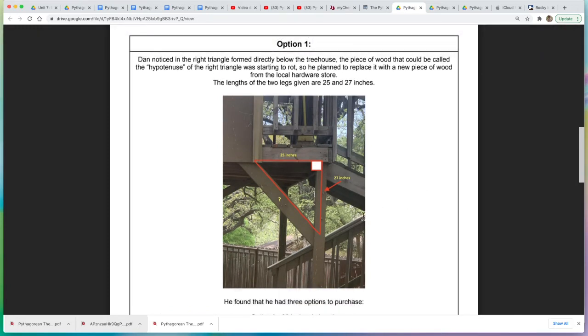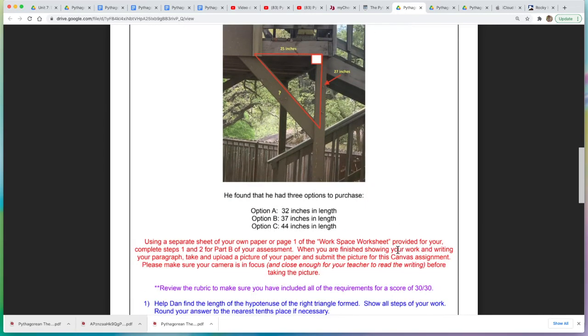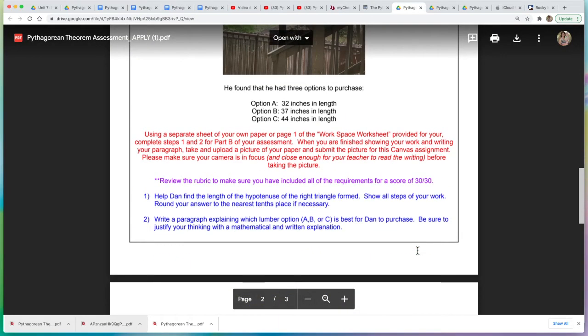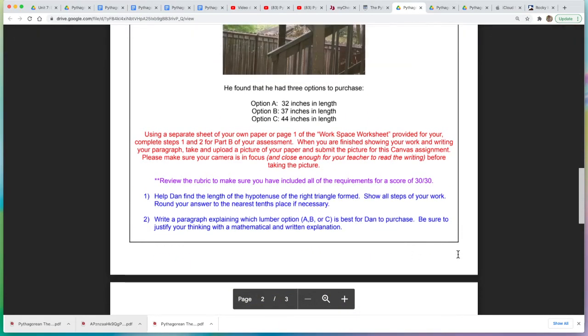So Dan noticed in the right triangle formed directly below the treehouse, the piece of wood that could be called the hypotenuse, that's this one here, of the right triangle was starting to rot. So he planned to replace it with a new piece of wood from the local hardware store. The lengths of the two legs given are 25 inches and 27 inches. That's this leg here. He found that he had three options to purchase. Option A, 32 inches. Option B, 37 inches. Option C, 44 inches.